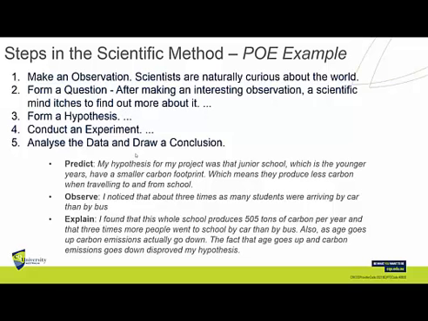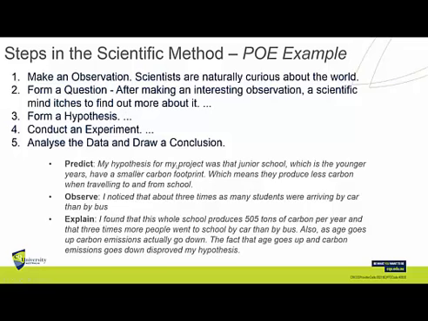The observation was this person noticed that there were about 3 times as many students arriving by car than bus. Okay, which led to the formation of a research question, which they found that this whole school produces 505 tonnes of carbon per year, and that 3 times more people went to school by car than by bus. And the age goes up as carbon emissions actually go down. So the older and more independent students get, the less times they drive with mum and dad in the car and then to school. The fact that age goes up and carbon emissions go down disproved the students' original hypothesis.